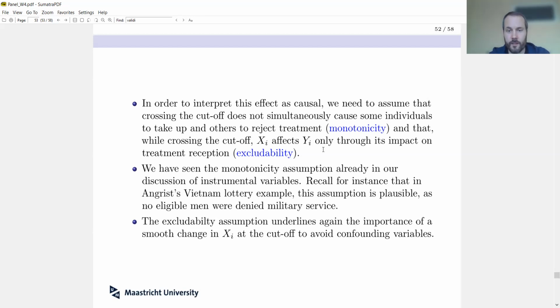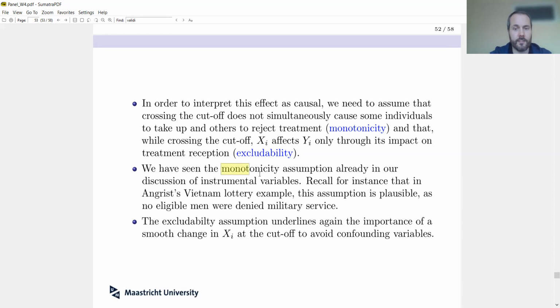And of course, like in any regression discontinuity design, we have to make sure that while we cross the cutoff, X affects Y only through its impact on treatment reception. So X can have a direct effect on Y, besides this treatment, but everything else has to be continuous. So when X crosses the cutoff, it's really the treatment that changes discontinuously. Everything else needs to change smoothly.